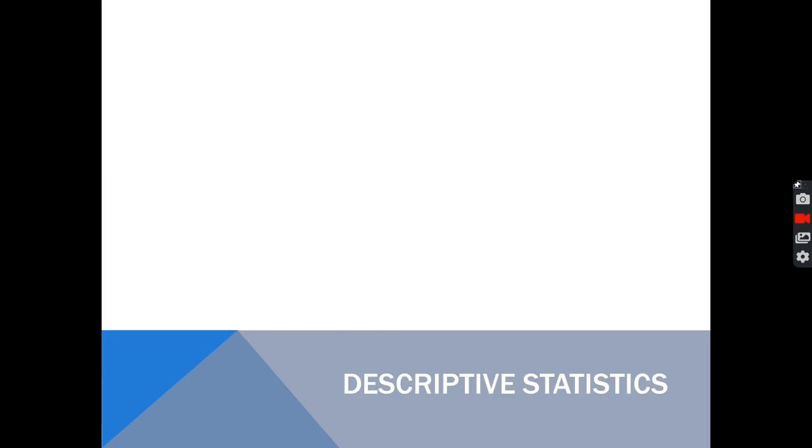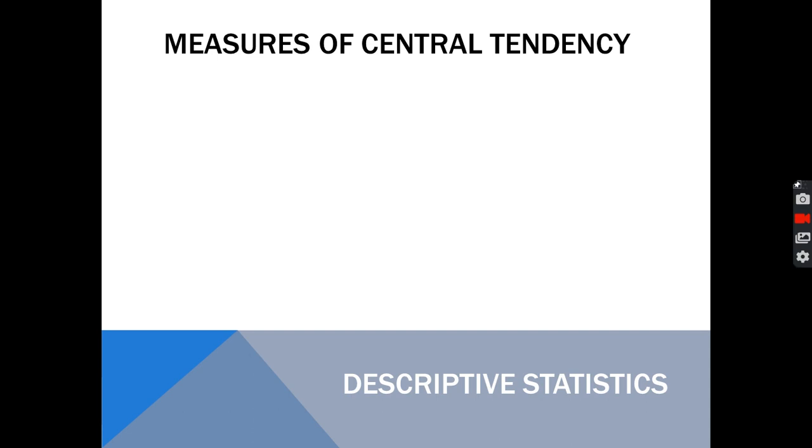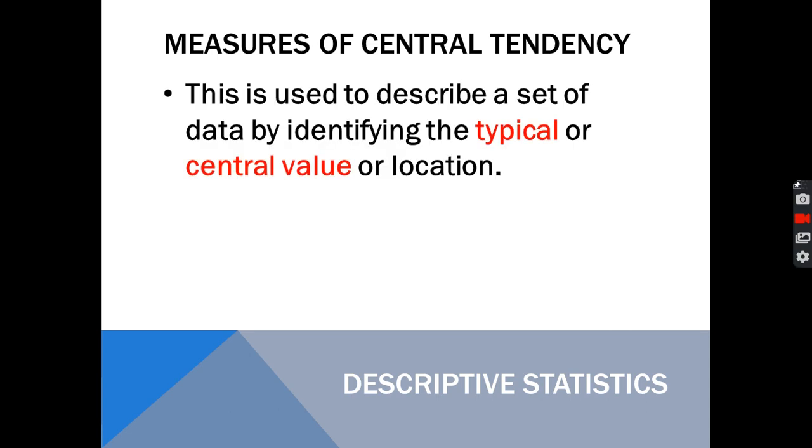So to analyze the data, we can use the measures of central tendency. Why do we need to use this tool? So this is used to describe a set of data by identifying the typical or central value or location. So for example, you are asked, when do you go to church? So you would say, typically, I would go to church on Sunday.